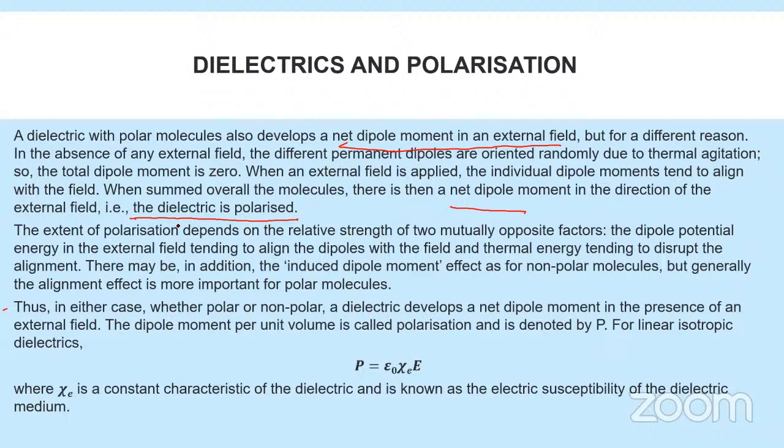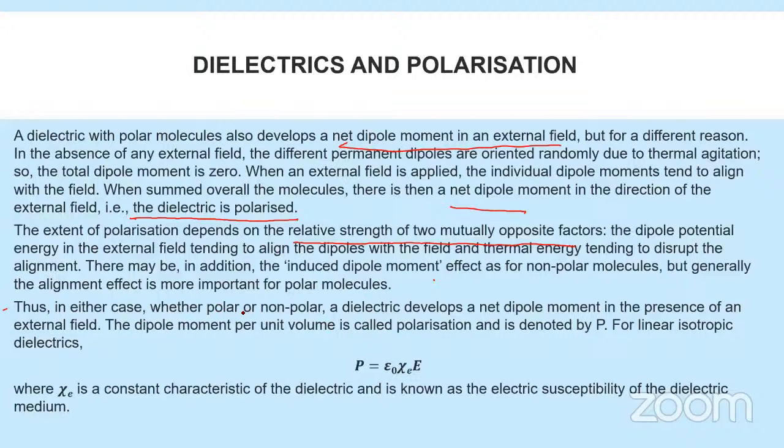The extent of the polarization depends on the relative strength of two mutually opposite factors: the dipole potential energy in the external field, that is, trying to align the dipoles with the field, and the thermal energy that is trying to disrupt the alignment. Okay, so there is one force and there is one opposing force. So the induced dipole moment effect, as for non-polar molecules, could be there, where you are inducing the dipole moment as we had seen in the non-polar molecules, but the alignment effect is more important for the polar molecules.